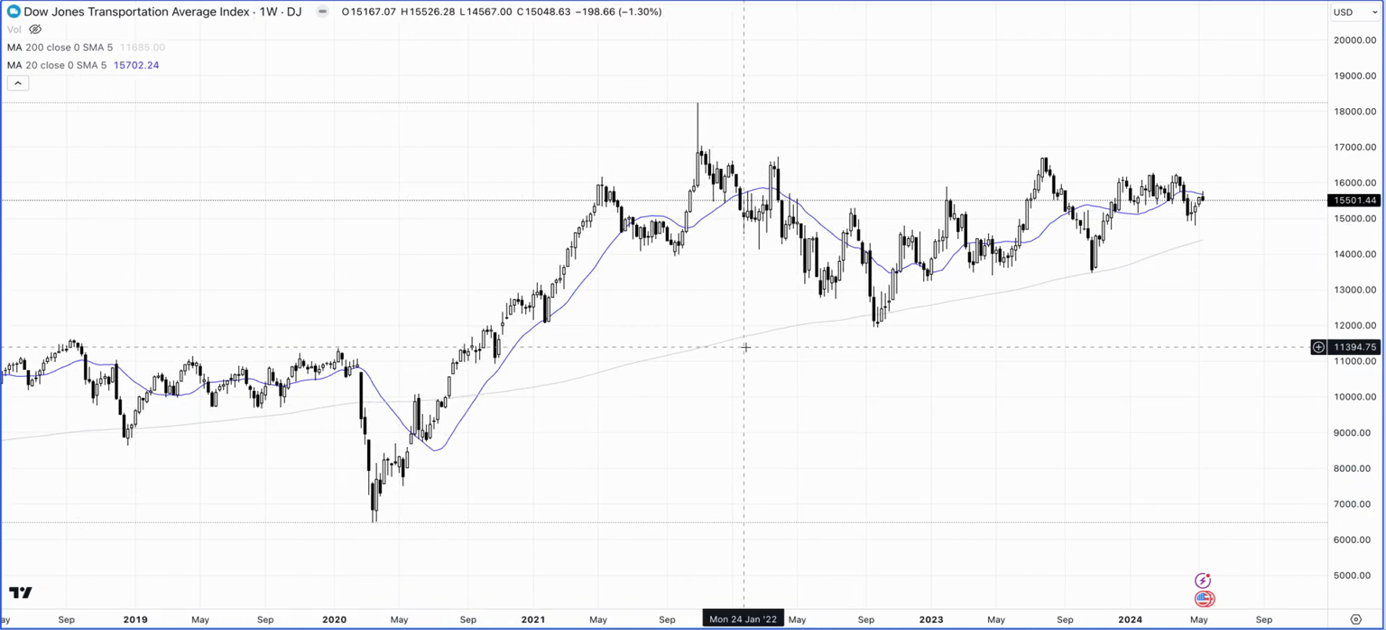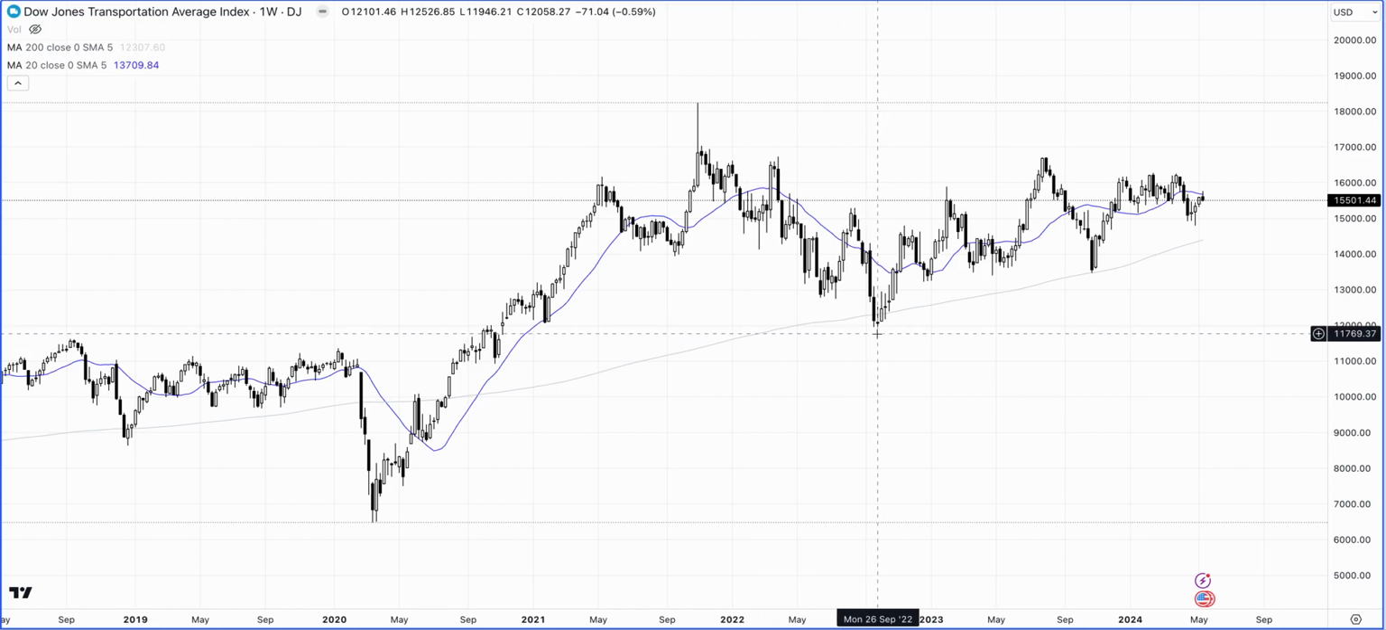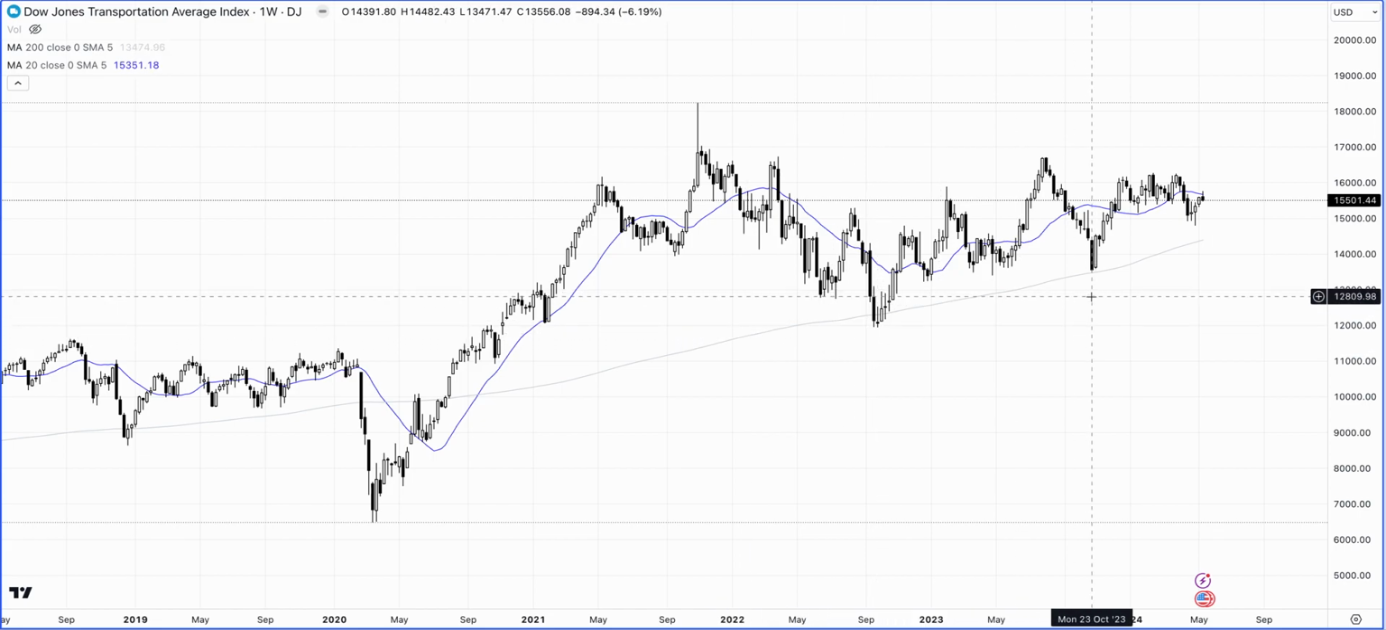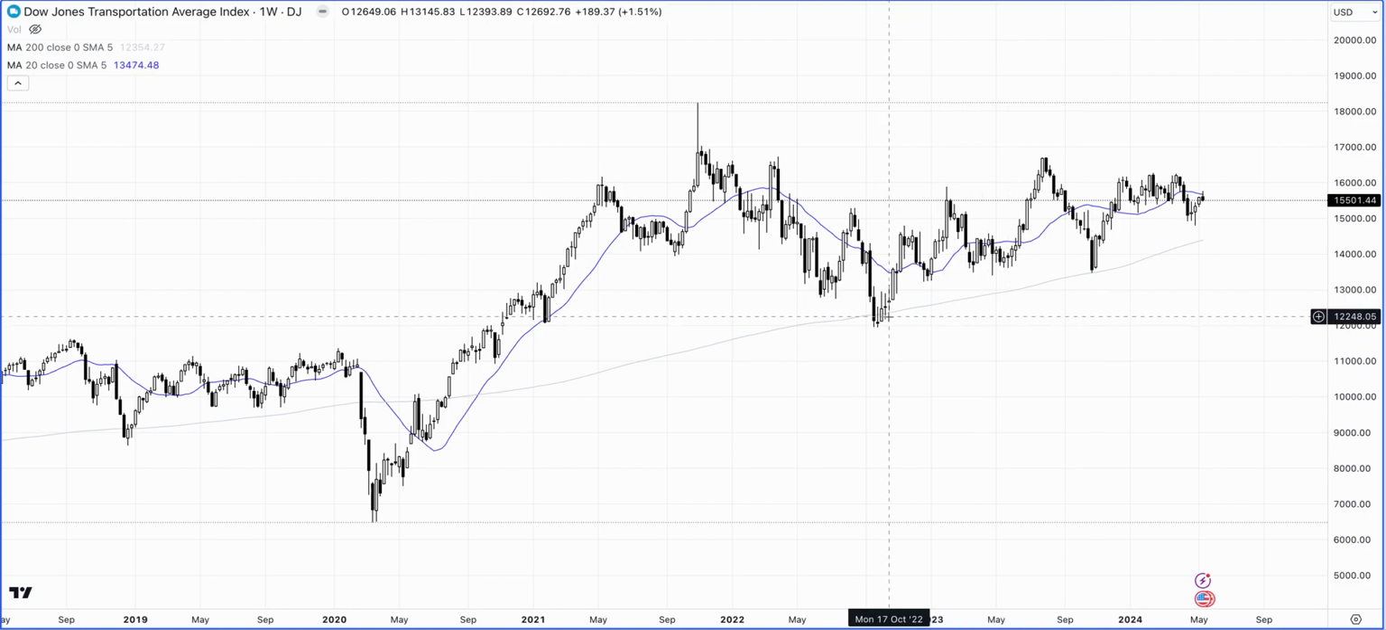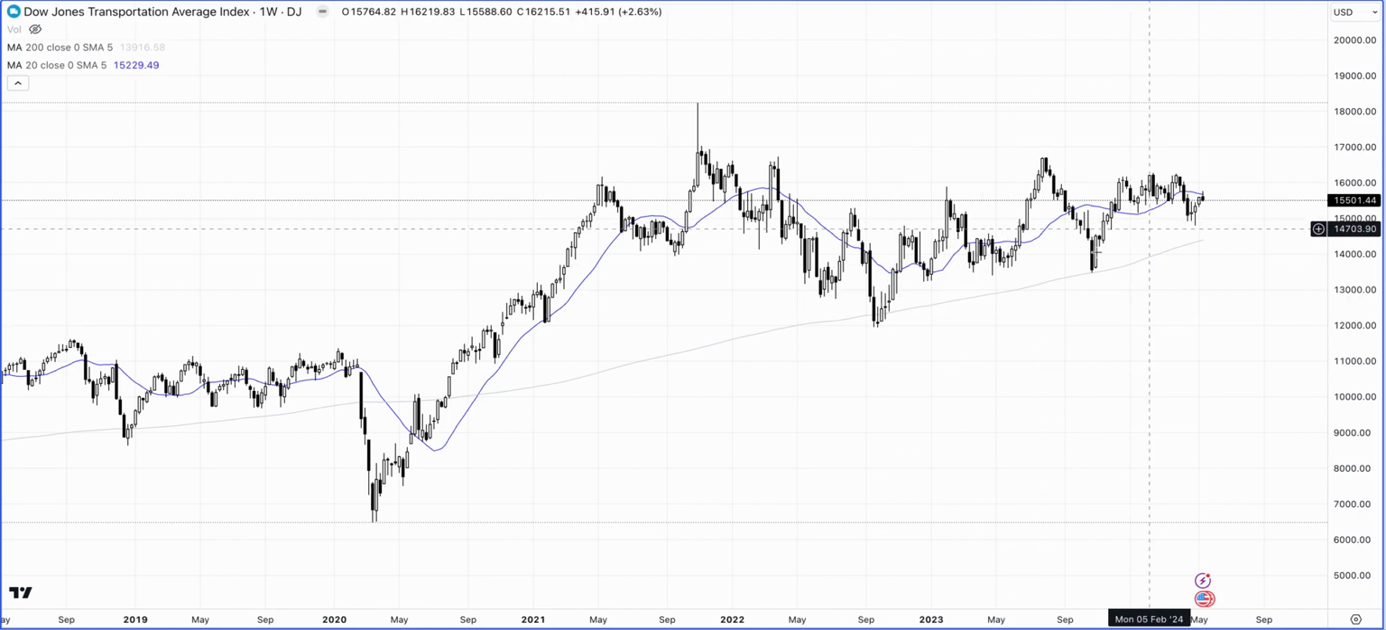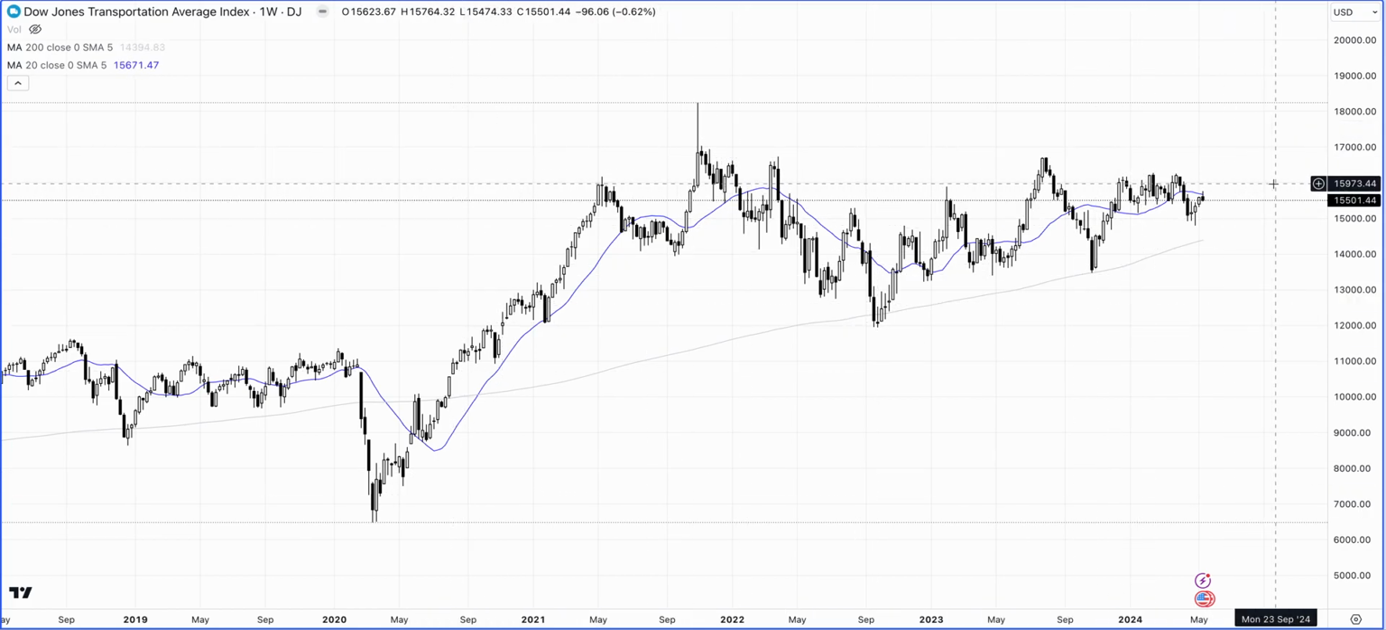This is the March lows. Then these are the September 2022 low, and these are the 23rd of October 2023 lows. So these lows are higher, so they are all higher lows, but it's a massive trading range.